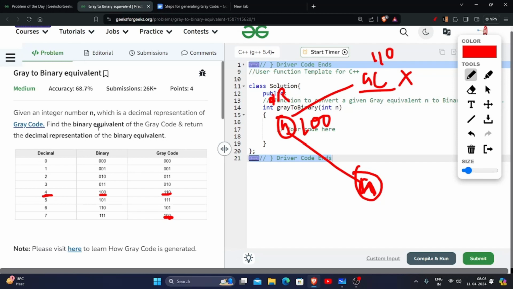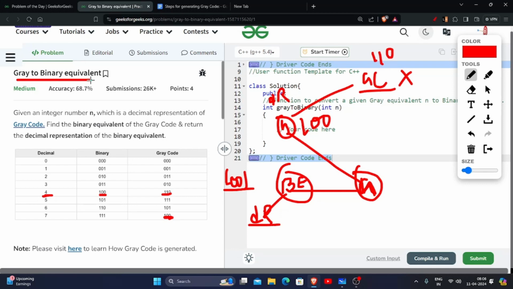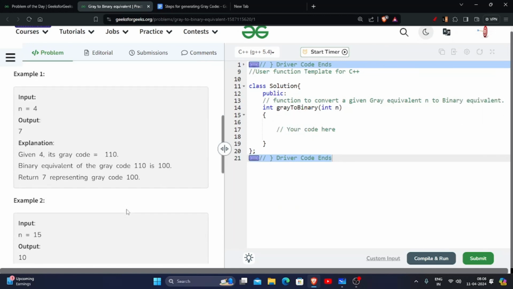So they say find the binary equivalent of the gray code. We have to find the binary equivalent of this gray code, and this is 4 only, because the 4 we get is actually some other number's gray code. So this is actually our new gray code, and now we have to find the binary equivalent of this gray code and then the decimal representation. That means the binary equivalent would be a sequence of 1 and 0. We need to find the decimal representation, and that's how the problem boils down: we need to find the gray to binary equivalent. I think the problem is clear.